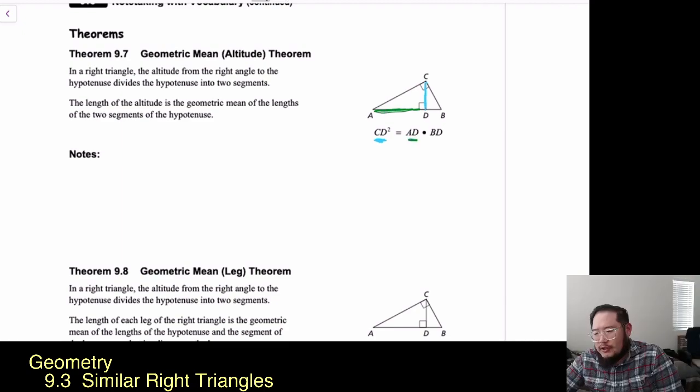So CD squared is equal to AD times BD, where CD is the altitude of the big triangle, right? You square it, and it's equal to the two little sides, the green and the red one right there. You can use this on a problem where they give you the altitude and either AD or BD, one of those two segments. They have to give you two out of the three in order for you to use this.